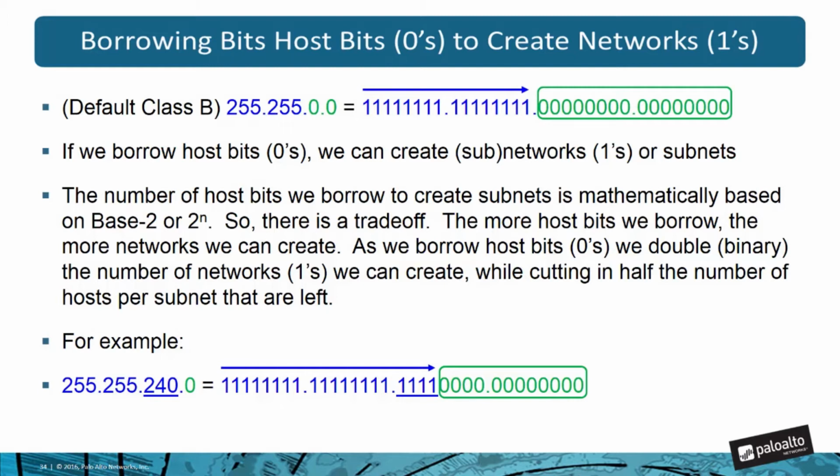If we were to go the other direction and we wanted more hosts, we could take the ones and turn them to hosts. That would be mathematically the same process, just in reverse. I would double the number of hosts while cutting the number of networks in half. But again, that's really not what we're trying to do here. We're trying to take a large network and divide it into smaller subnets. And again, we do that by taking the zeros in green and turning them into ones. And again, the number of zeros I turn into ones determines the number of networks I can create.